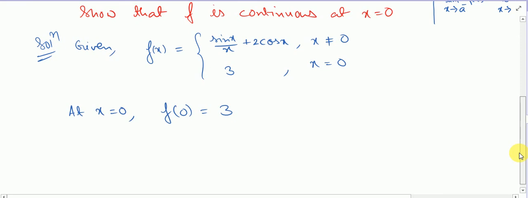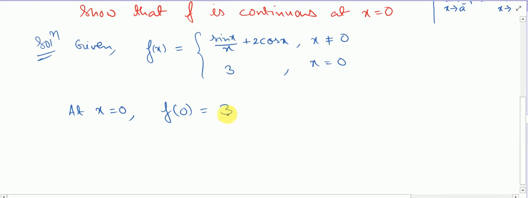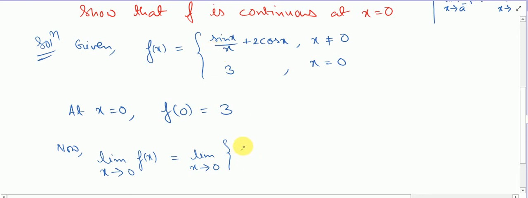Next, we will find the limit at x equal to 0. If we get the limit at x equal to 0 exactly 3, then this function is continuous at x equal to 0. Here you can see that for x less than 0 and for x greater than 0, the image is decided by this. So instead of finding left hand limit and right hand limit separately, straight we will find the limit. We will write limit x tends to 0 f of x is equal to limit x tends to 0, and in place of f(x) we have to write this, because x tends to 0 means x is not exactly 0, x is either less than 0 or greater than 0. So we write sin x upon x plus 2 times cos x. Done till here.